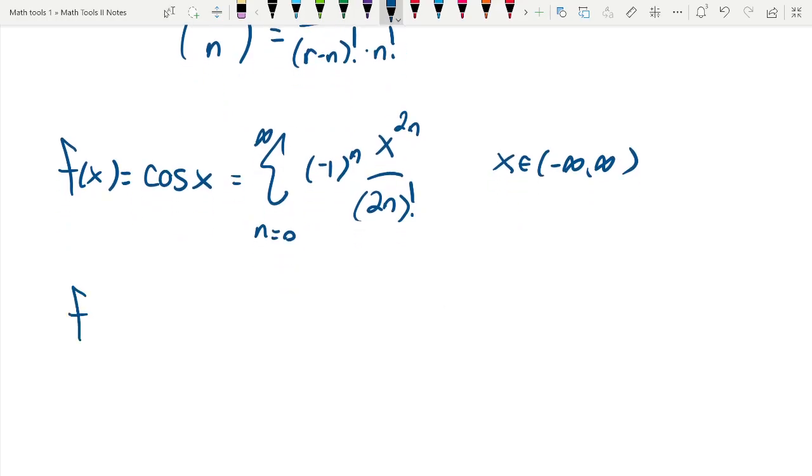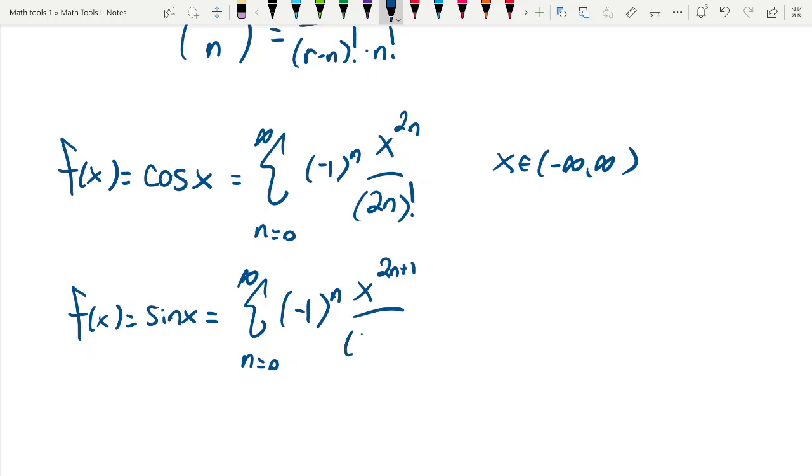And then sine is pretty similar. It's just basically moved over a bit, which shouldn't be too surprising since that's how sine and cosine are in general. They're the same function, just moved over a little bit in terms of the graph. So this is x to the 2n plus 1 over 2n plus 1 factorial. Okay, and it has the same interval of convergence.